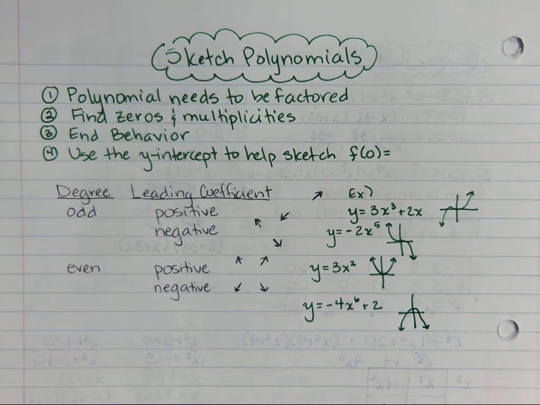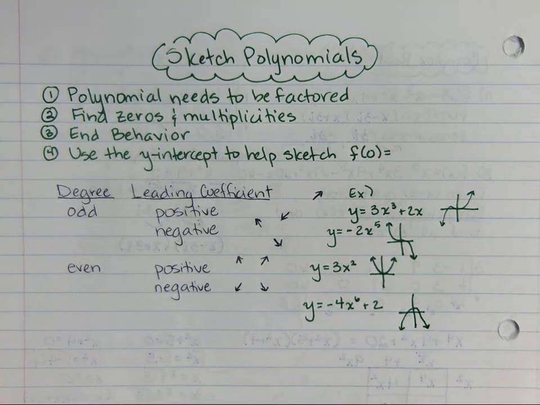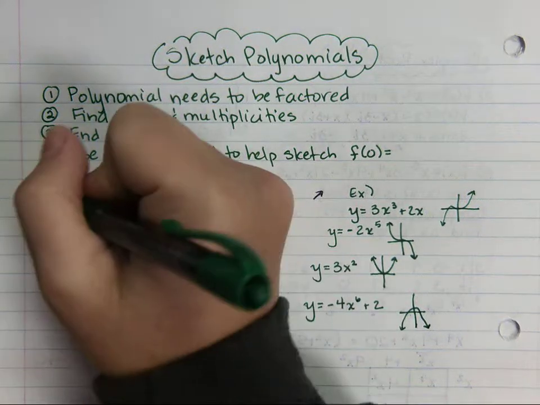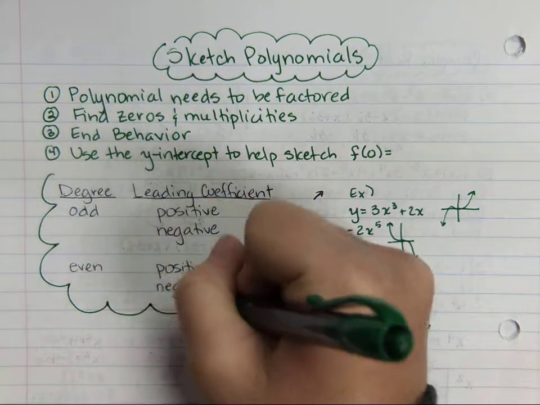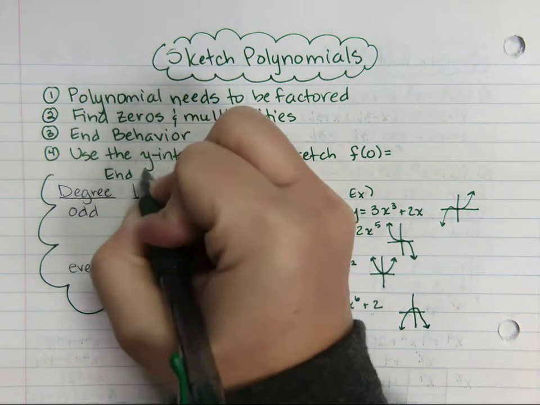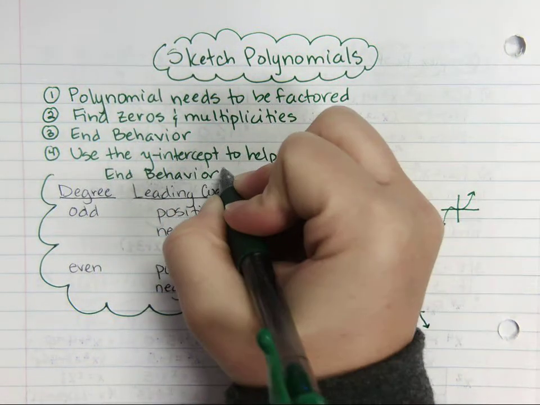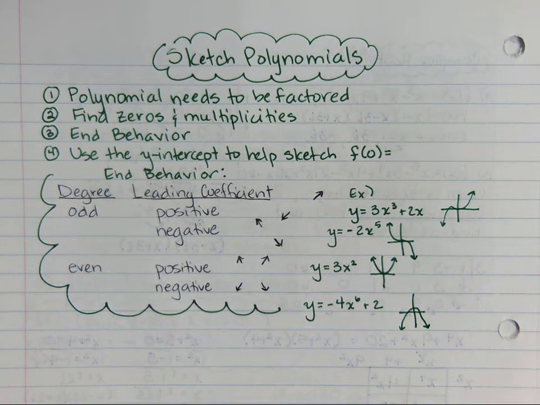So again, when we're talking about end behavior, it's just to know what happens with the ends of the graph. The zeros and the multiplicities will help us with the inside parts to the graph. So this is our end behavior. It's just a little guide as to what is happening to the ends of the graph.